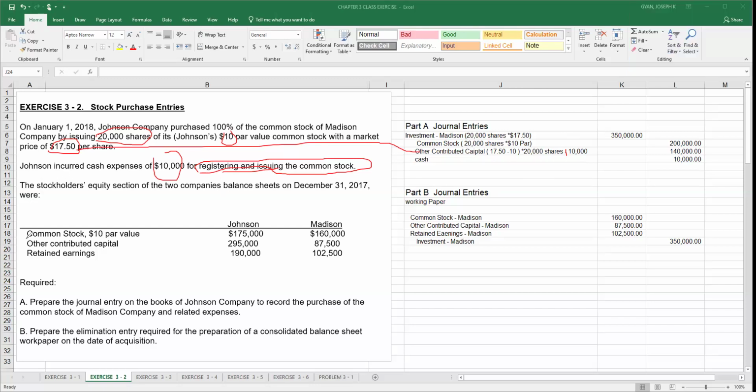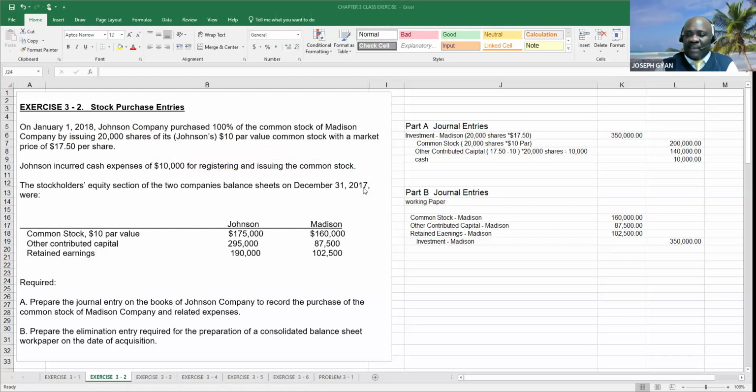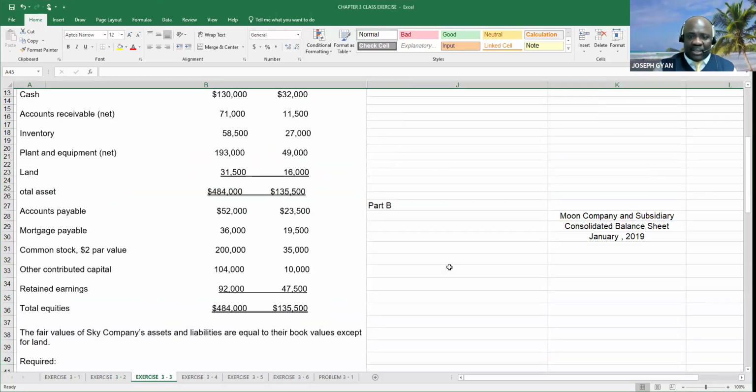Okay, does that make sense now? If it's a professional fee, then we separate it. If it's the attorney fee or accountant fee, then it's a professional fee. Then we debit the expenses, and then we credit the cash. But this is related to the issue of the stocks. That's why it affects the other contributed capital. Okay, that's a good question. Thank you. Now let's look at the next one here.